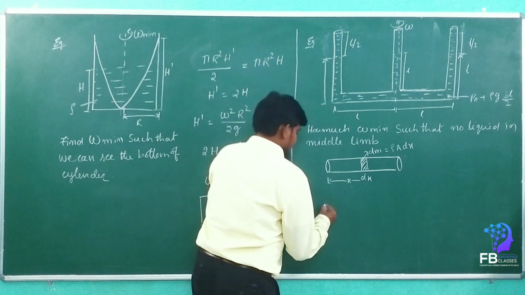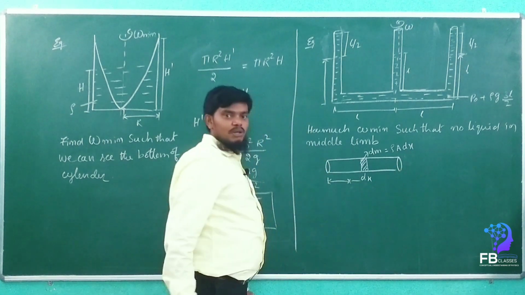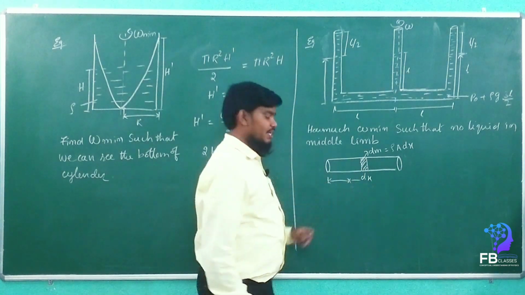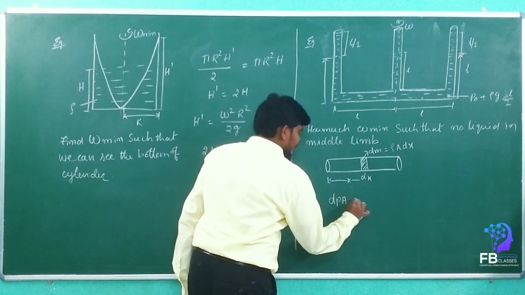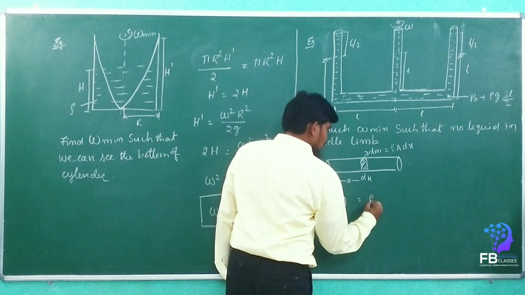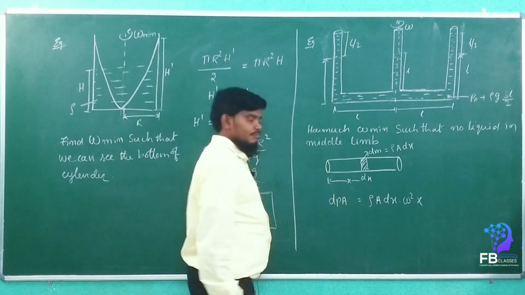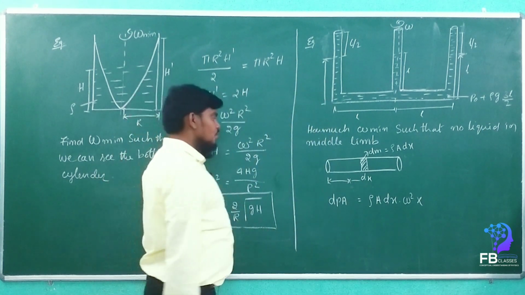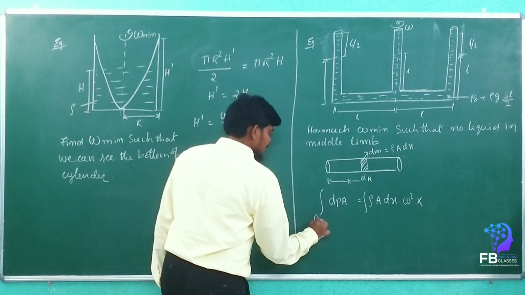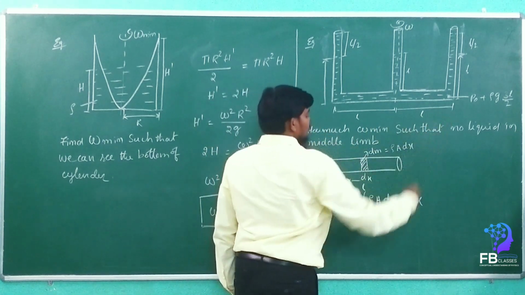Now the pressure difference. See here the force, here also. Once we rotate this total system, the forces will act at two different points. So force is pressure into area. That means dP into A is equal to, at the other end, rho A dx into omega square into x. Understand everyone? So we have to apply the limits on both sides: P initial to P final, and 0 to L length.